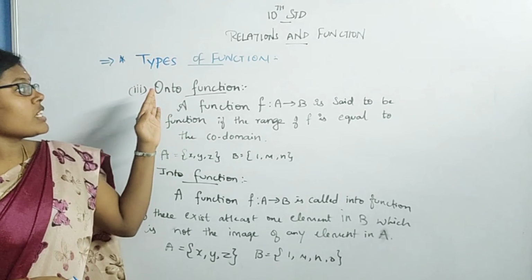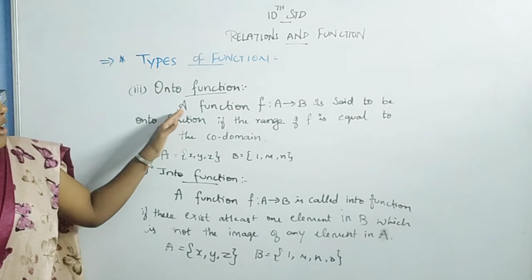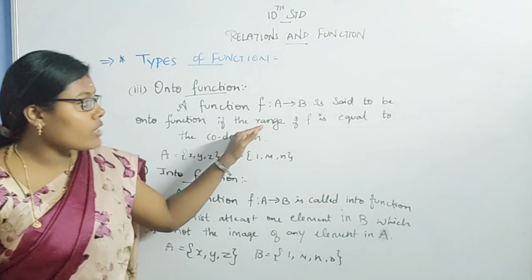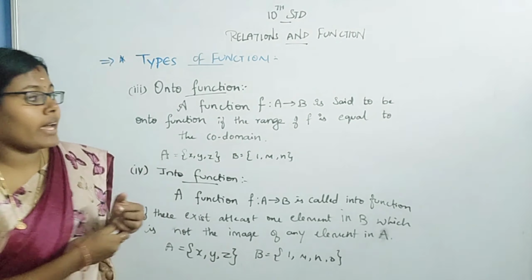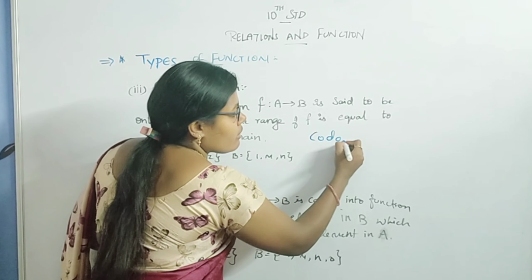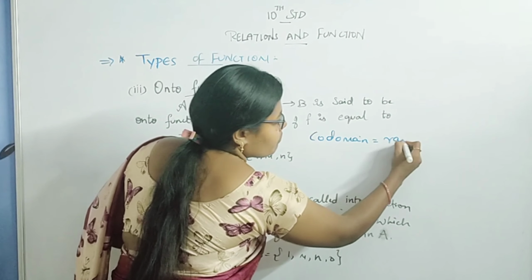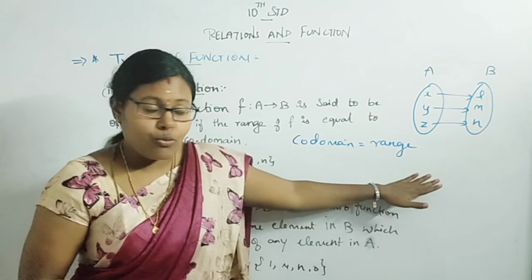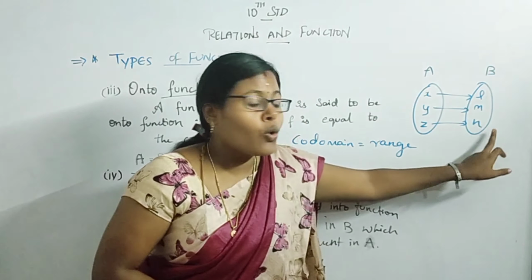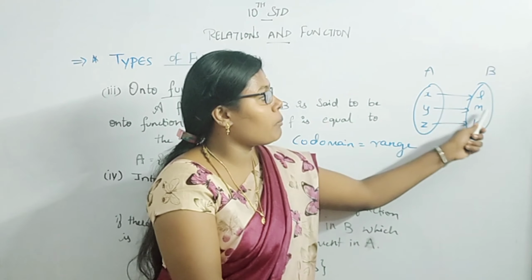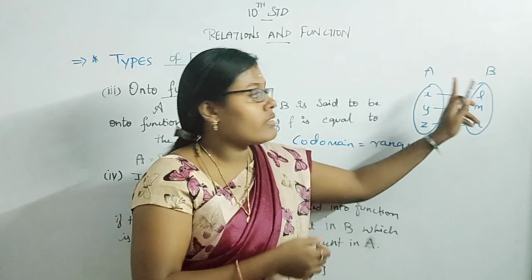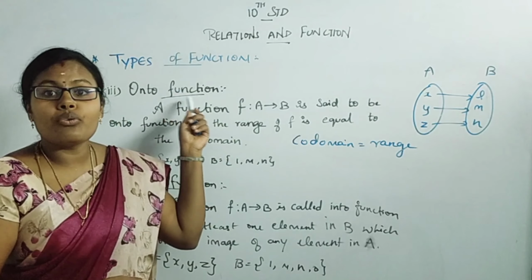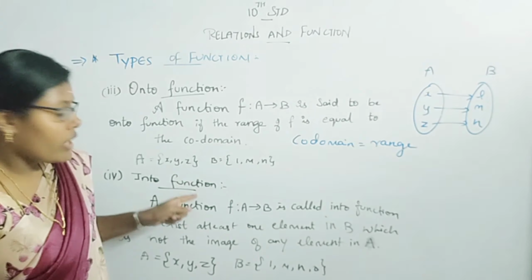So now we'll see the onto function. An onto function is a function f from A to B that is said to be onto if the range of f is equal to the codomain, which means codomain is equal to range. Which means all the elements in the codomain B have their own pre-images in domain A. Everything has its own pre-image. This is called an onto function. Okay, so then what is an into function?